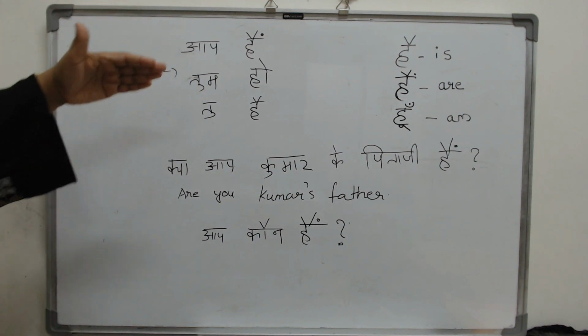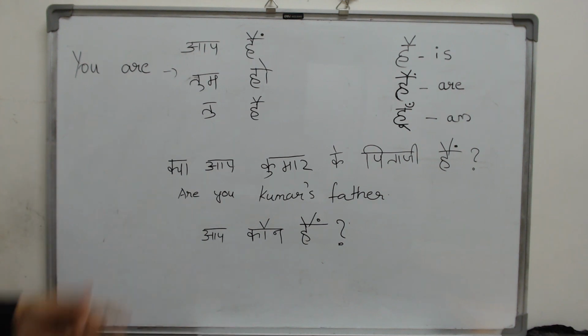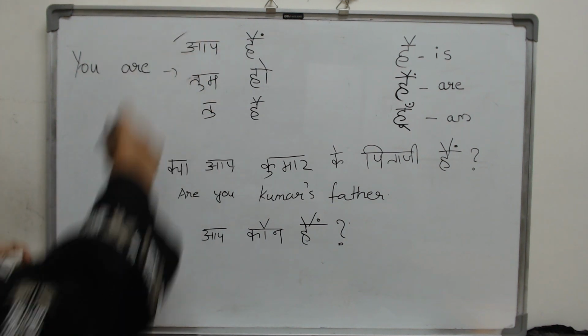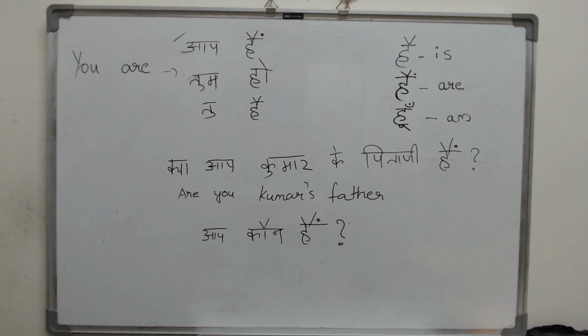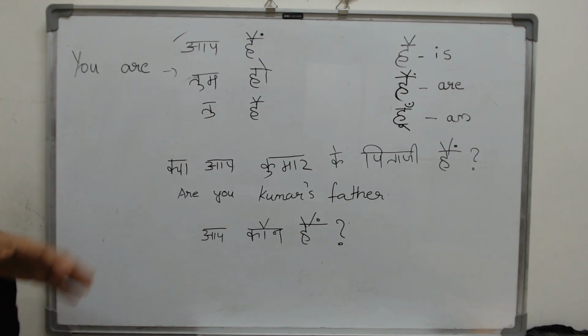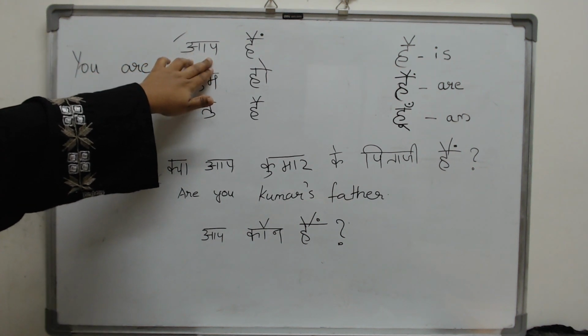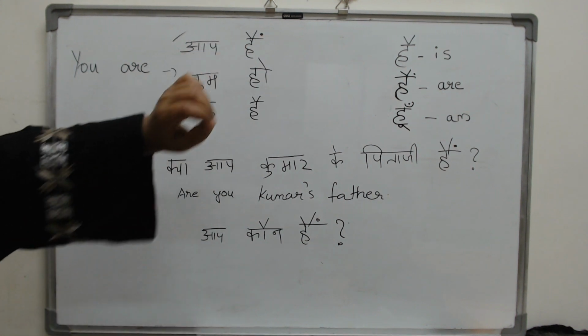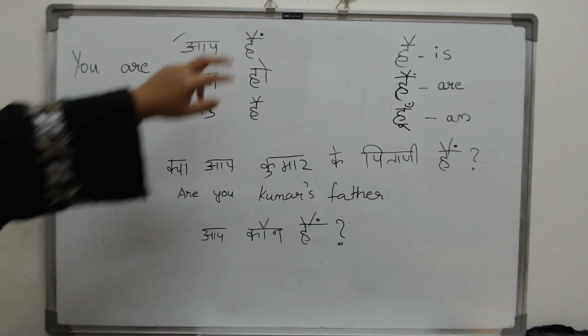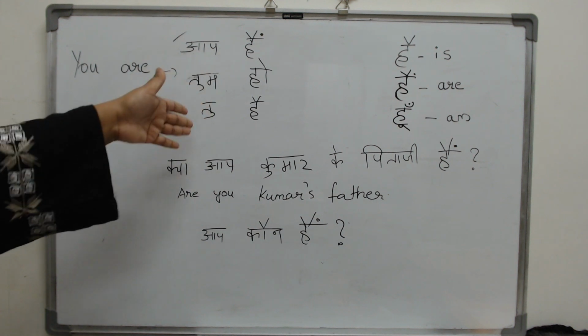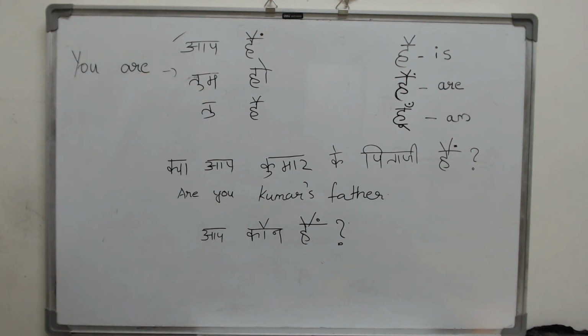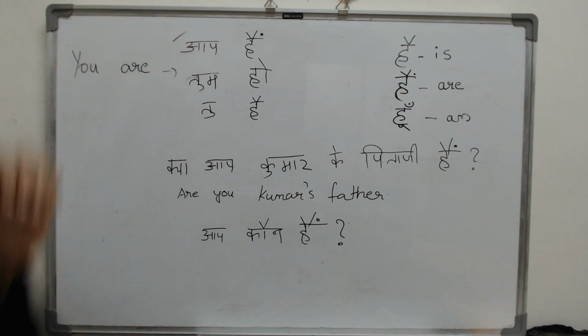So you have three different forms of addressing a person. The first one is aap. You say aap to a person when that person is older than you or that person holds a respectable position, like maybe a prime minister, or that person is someone older like a father or an uncle. Then we use the word aap, and with aap hai comes. But what did we say about hai? Hai is used only in plural, right? But this is you. You is just one person. So for one person, why are we using plural?